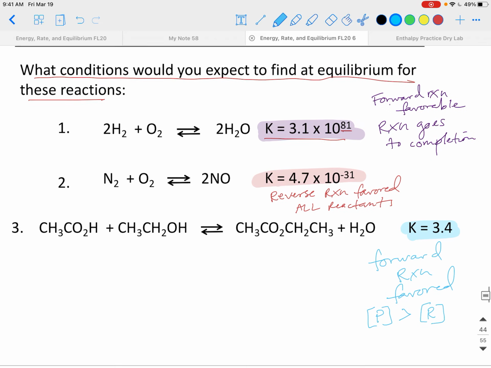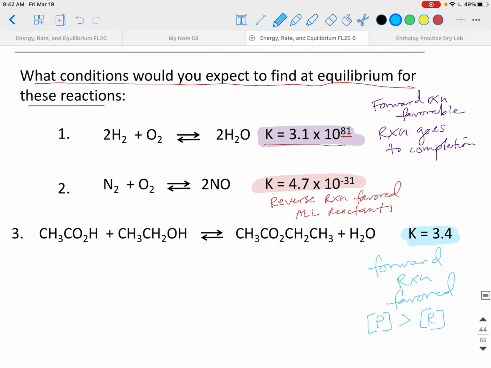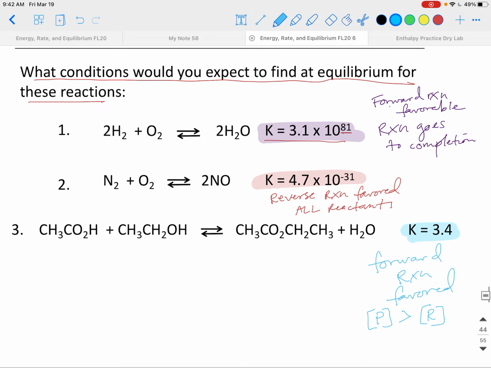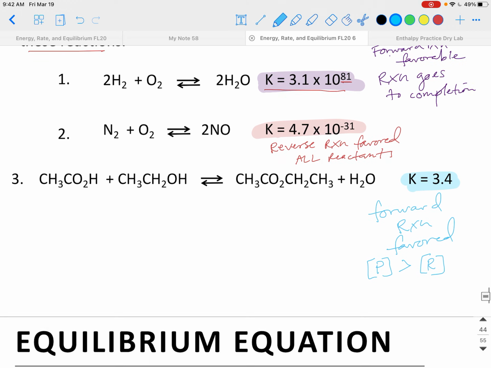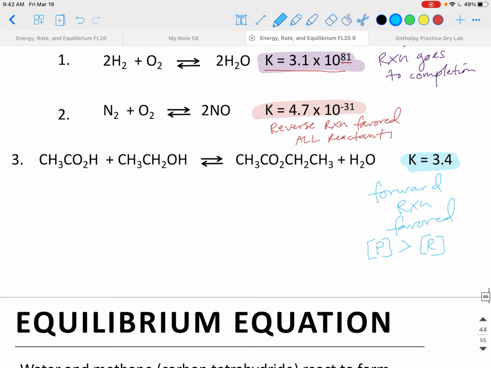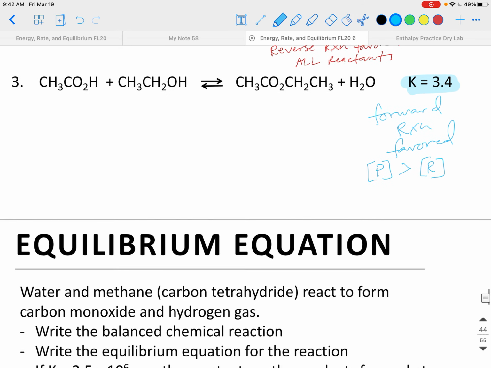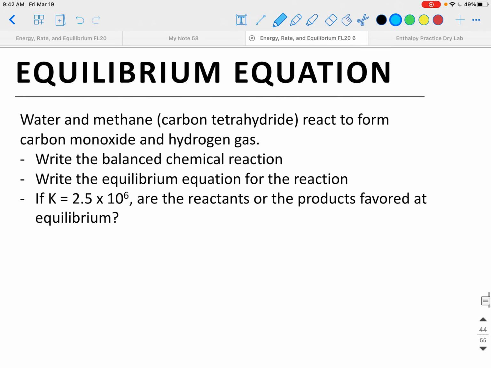Okay? So I would want you to be able to look at a K and then make statements like this based on the size of it. Or if I give you concentrations of everything, plug them in to an expression, calculate K, which is what we're going to do next. Imagine that.